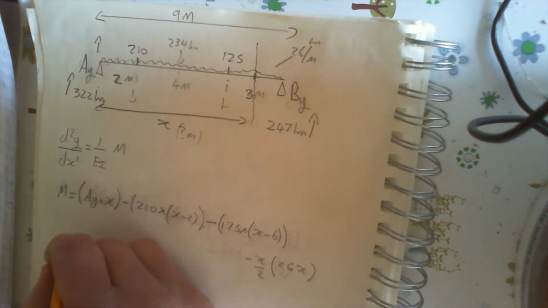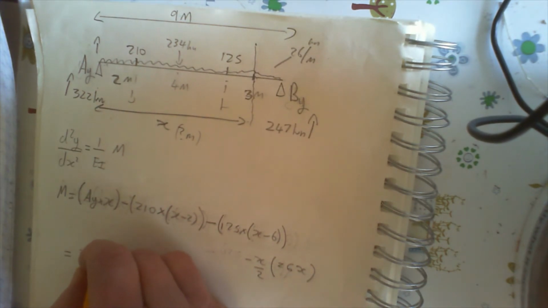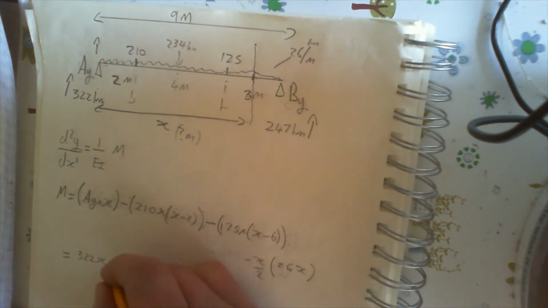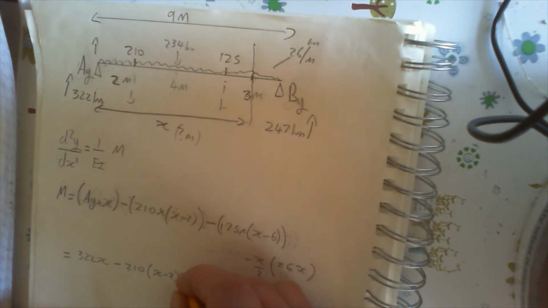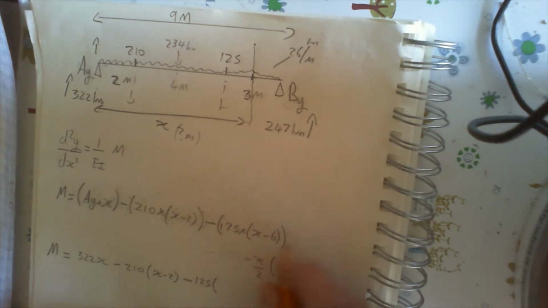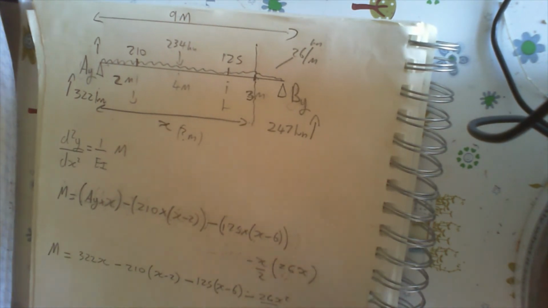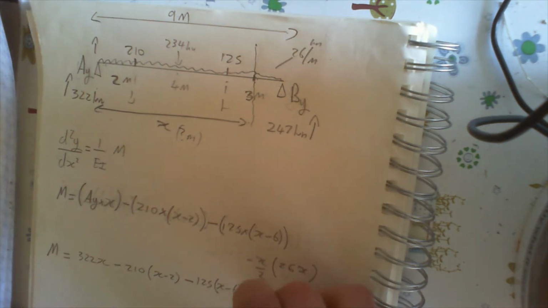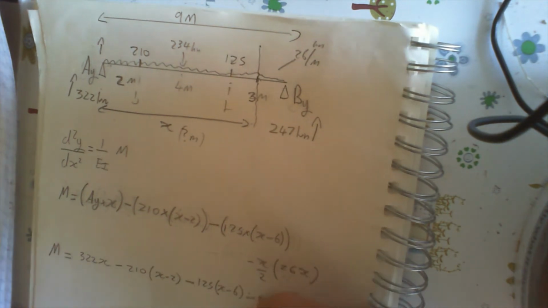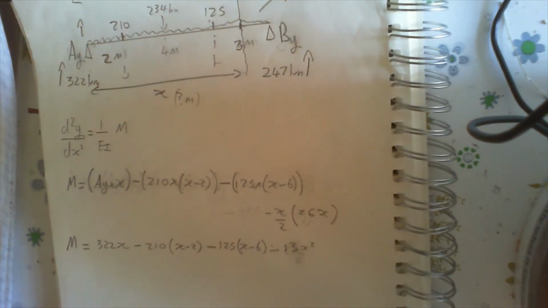So what that's going to work out at is, let's see, 322x, that's 322, minus 210, we'll leave this like this just now, minus 125 times x minus 6, and this is going to look like 26x squared over 2, or I'll just write that as 13x squared. Can you see that? Right, can you see that? Good stuff.